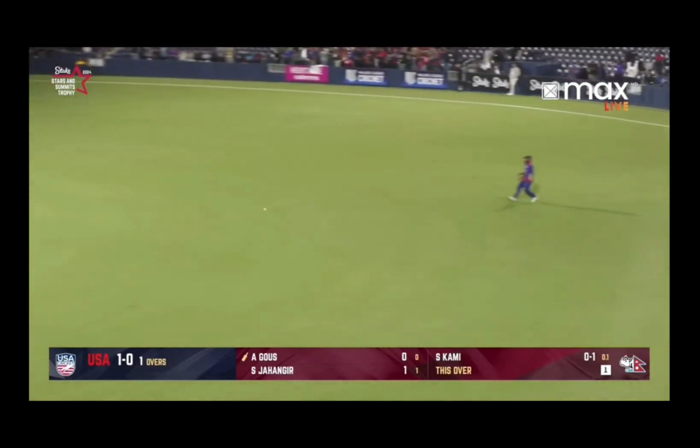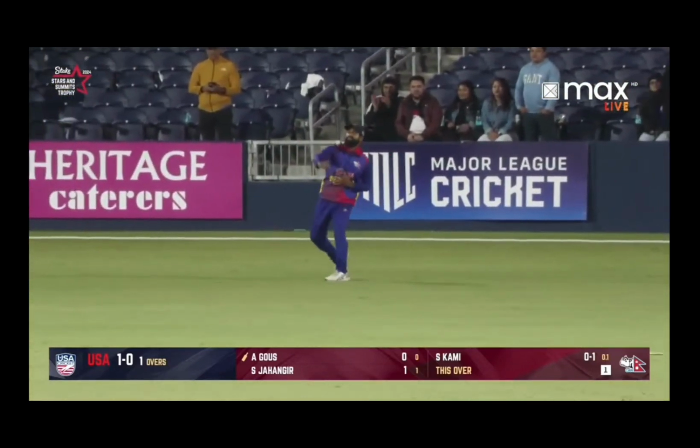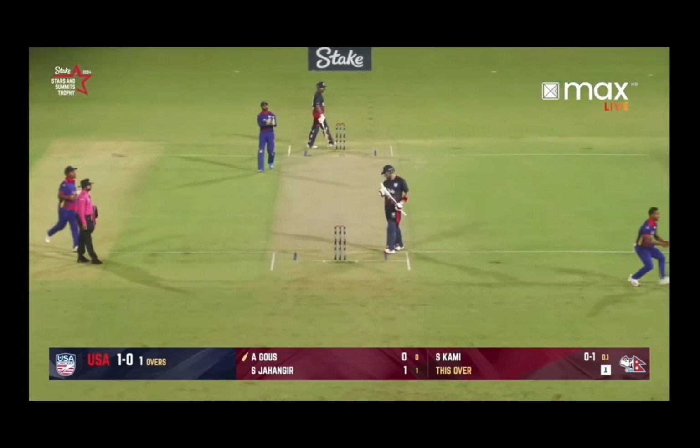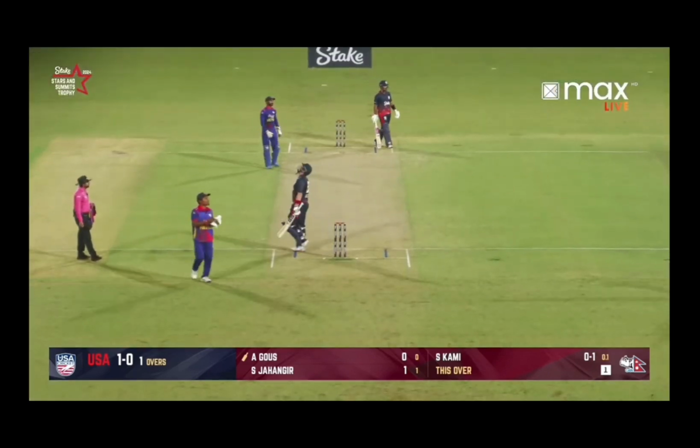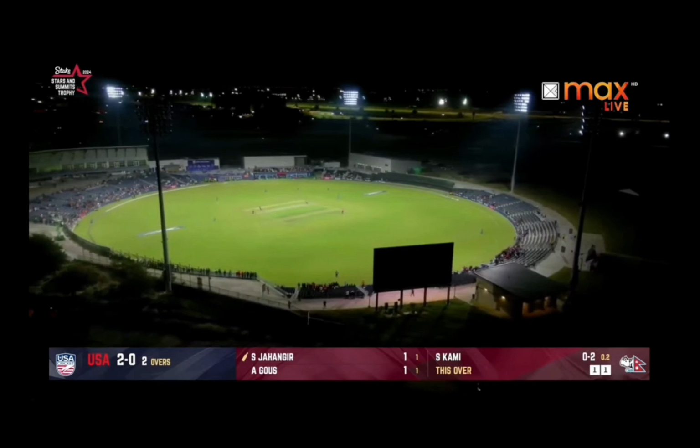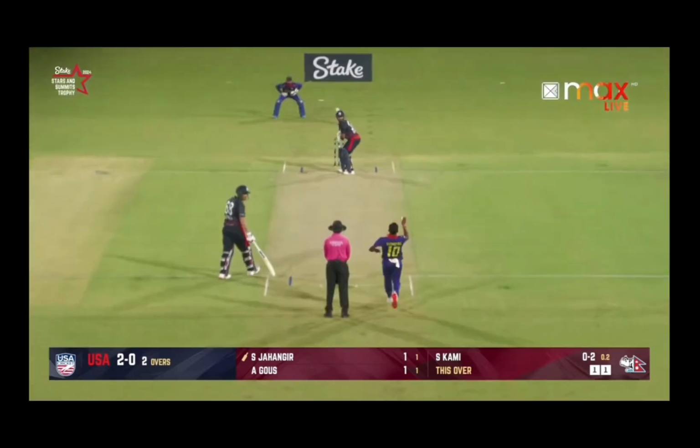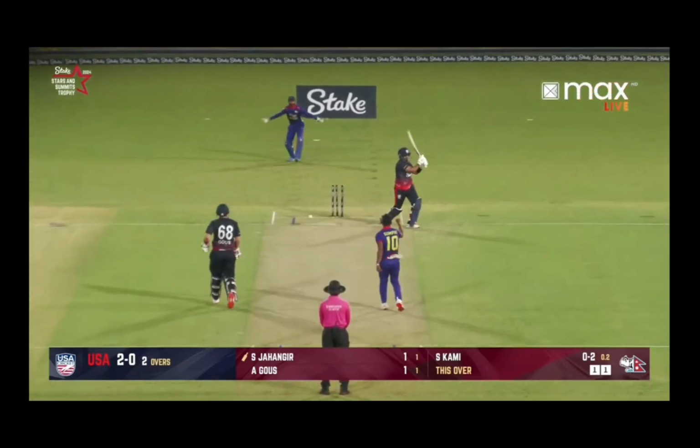Hit away into the leg side. That's a good result for Nepal. Only a single. Dipendra Singh Airee, the fielder. I seem to remember you were a little bit under the weather on that. Fill it up. They're loving every second. 2 off 2 balls. Our graphics just a tiny bit incorrect.